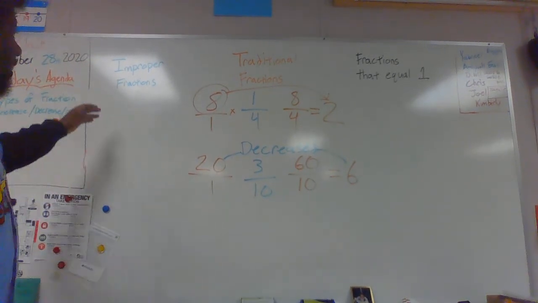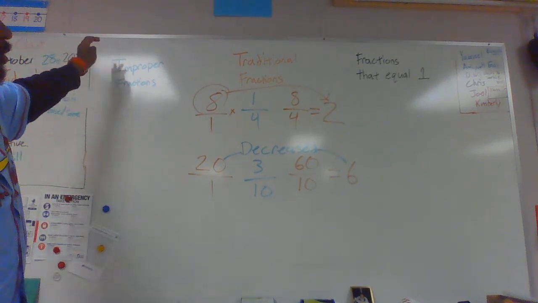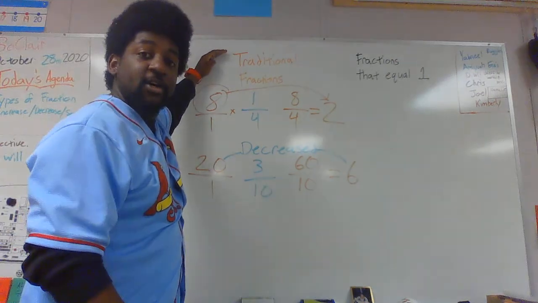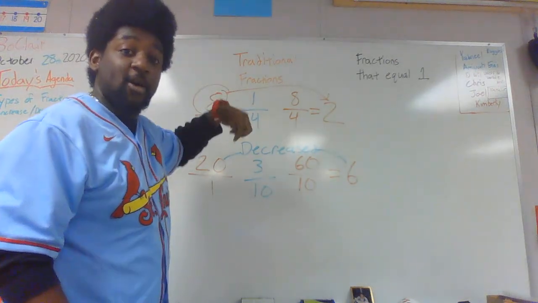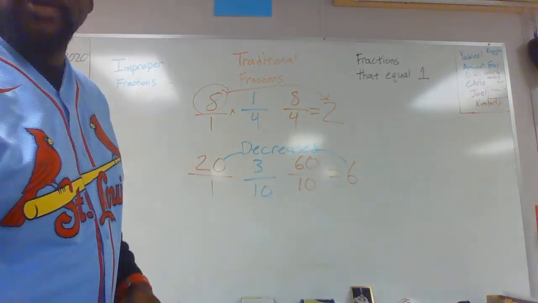I remember we talked about improper fractions first. Those increase your value, make it larger. When you multiply times a traditional fraction, those decrease your value. They make it smaller. So the last one we're going to talk about in just a second is fractions that are equal to 1.